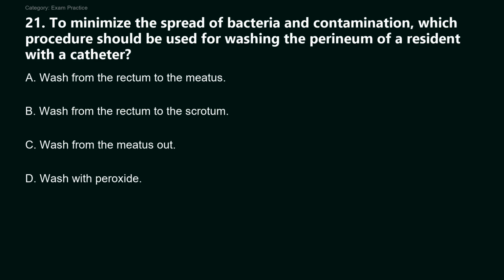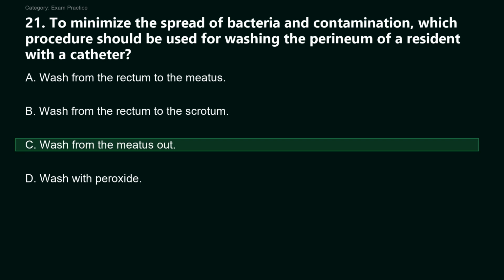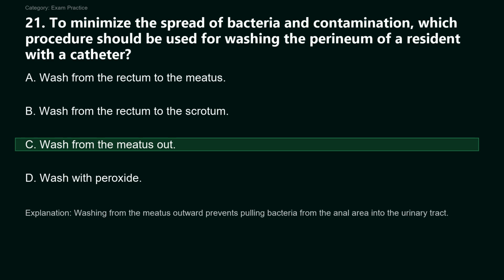Question 21. To minimize the spread of bacteria and contamination, which procedure should be used for washing the perineum of a resident with a catheter? Option A. Wash from the rectum to the meatus. Option B. Wash from the rectum to the scrotum. Option C. Wash from the meatus out. Option D. Wash with peroxide. The correct answer is option C, wash from the meatus out. Washing from the meatus outward prevents pulling bacteria from the anal area into the urinary tract.